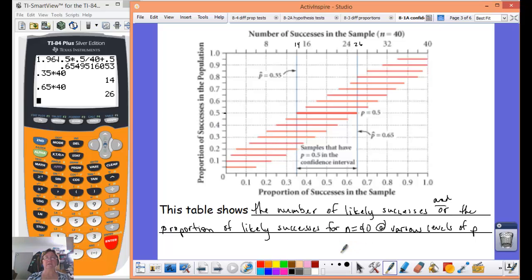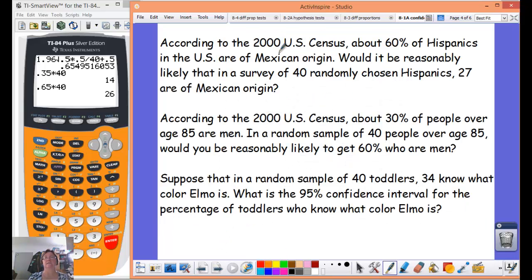Okay, now we're going to use this table, so I'm going to come back to it a couple of times. I want to have you take a look at some examples, and here comes our first one. According to the 2000 census, about 60% of Hispanics in the U.S. come from Mexico or have Mexican origin. Would it be reasonably likely that in a survey of 40 randomly chosen Hispanics, and that's good, our table can help us with samples of 40, is 27 a likely number?